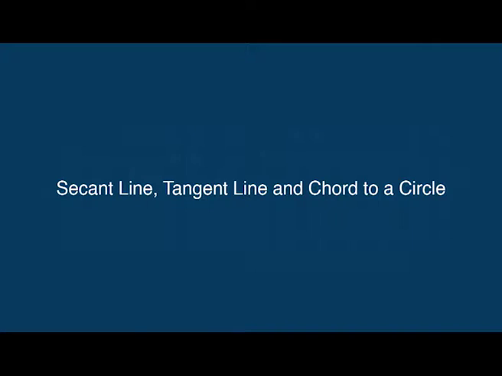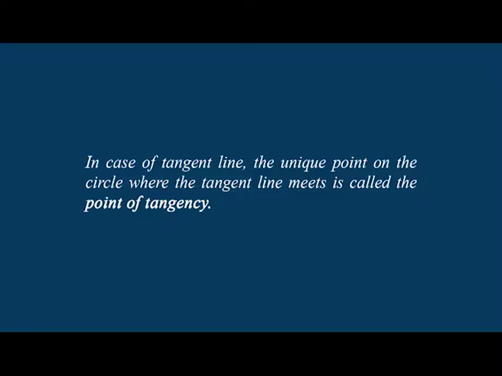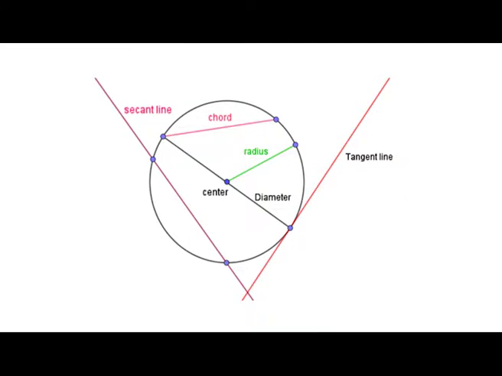and chord to a circle. A straight line can intersect a circle in 2, 1 or 0 points. A line intersecting a circle in 2 points is called a secant line, exactly at one point a tangent line and in no point an exterior line. In case of tangent line, the unique point on the circle where the tangent line meets is called the point of tangency. A chord of a circle is the line segment that joins two distinct points of the circle. A chord is therefore contained in a unique secant line and each secant line determines a unique chord.